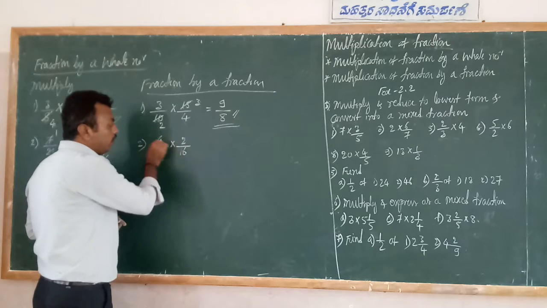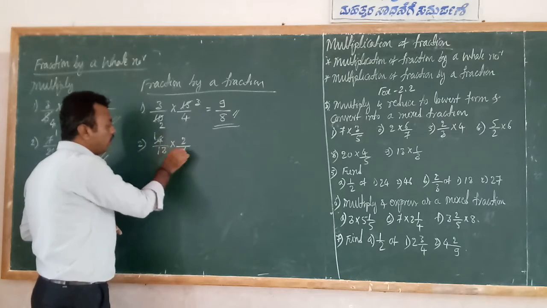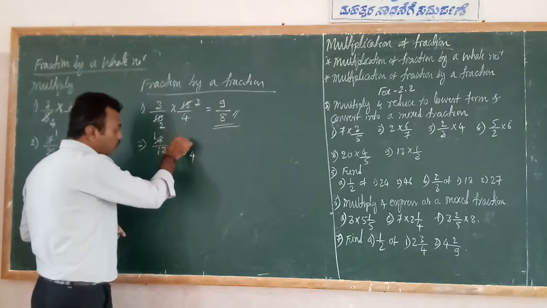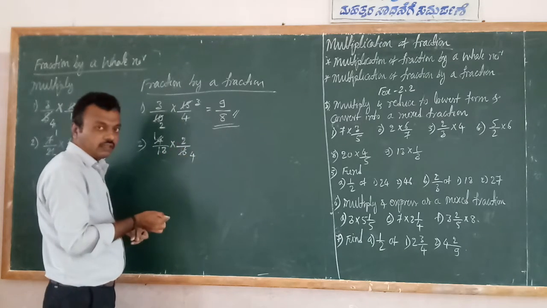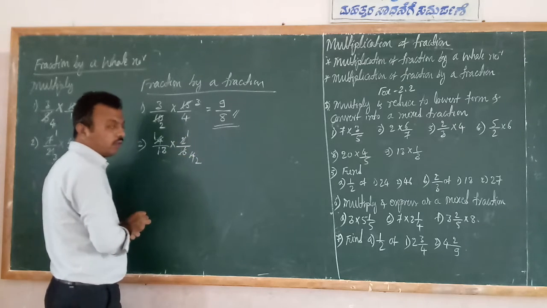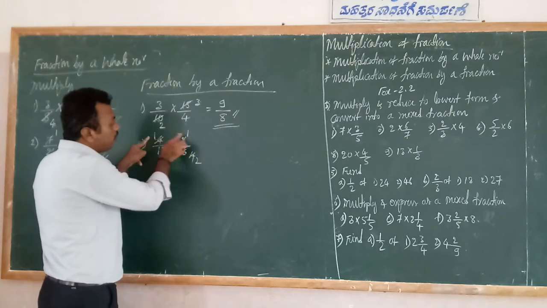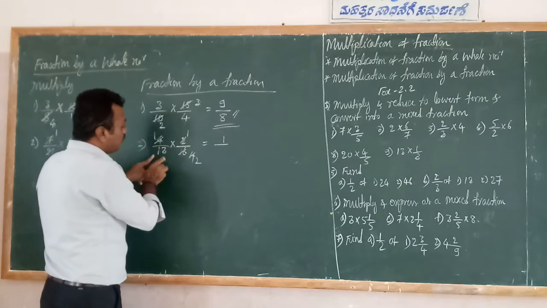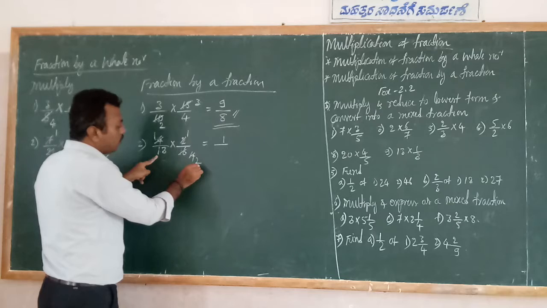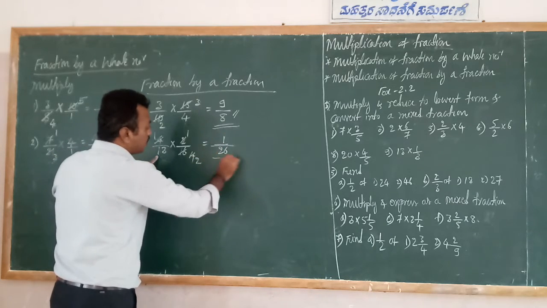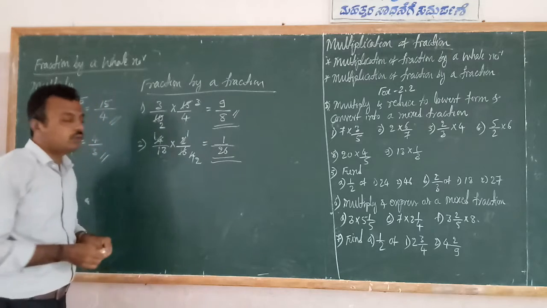So I will do 4 and 16 because 4 ones are 4, 4 fours are 16. Easily you have to divide it. And 2 and 4 is there. Again you have to divide it. 2 ones are 2, 2 twos are 4. Now what is the numerator here? Here 1 is there, here also 1 is there. 1 into 1 is 1. Here denominator, what is there? 13 is there, here 2 is there. So 13 twos are 26. Therefore 1 by 26 is the product of 4 by 13 into 2 by 16.